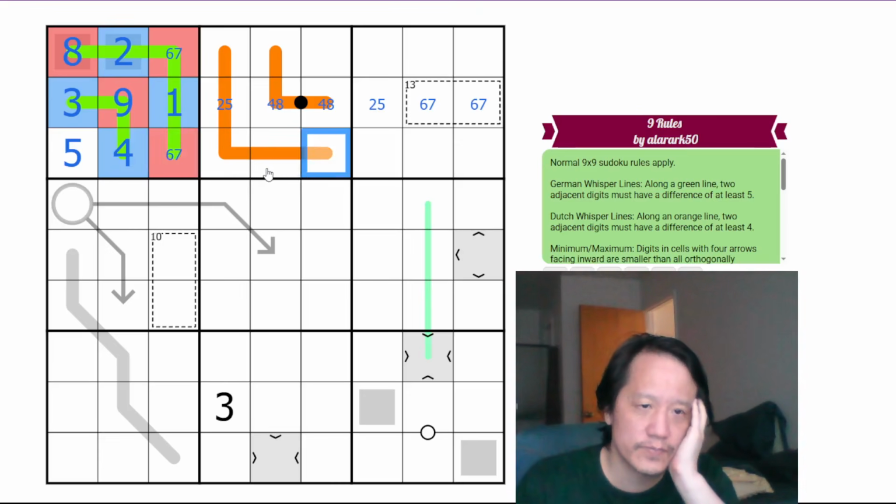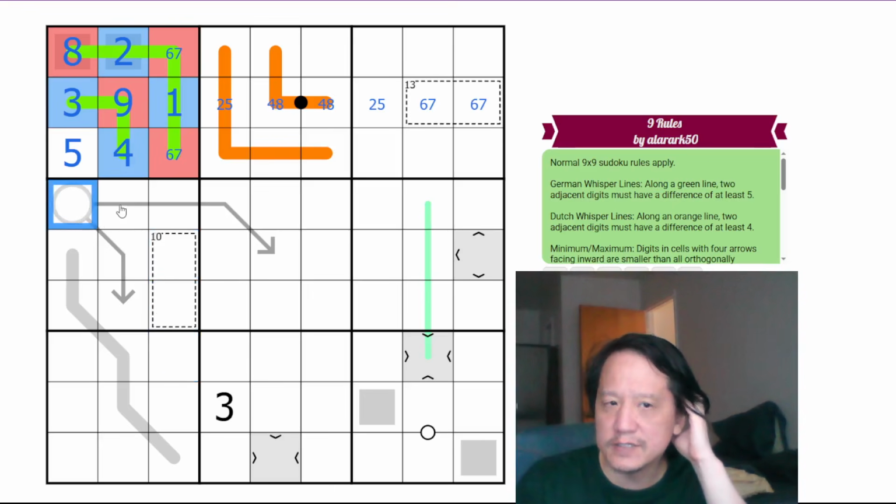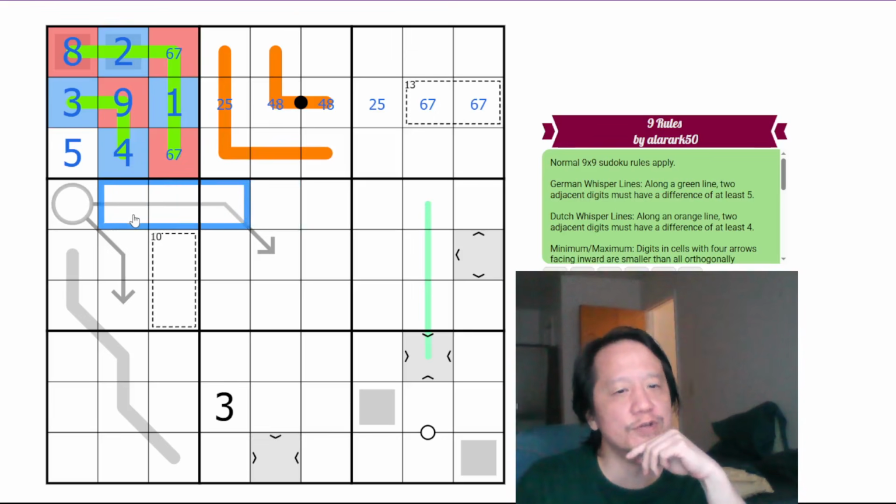Okay. This digit can't be 8. It's a sum of 3 digits here, or 3 unique digits here.